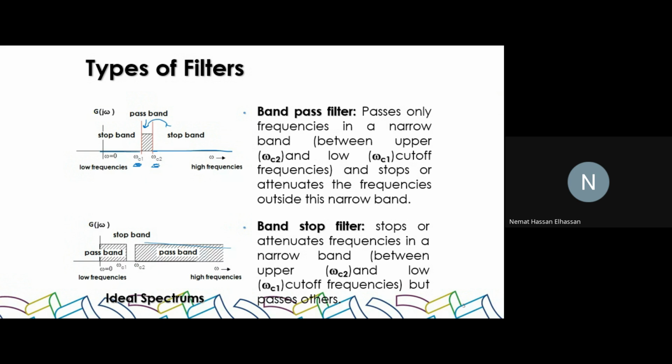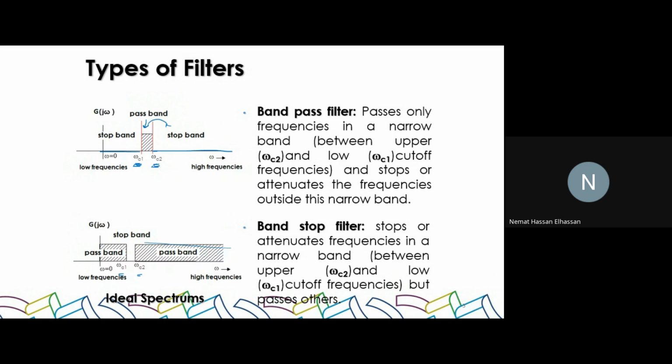The final fourth type of filter is the band stop, and it's the exact opposite of band pass. Instead of saying that I want a specific band to pass, I want a specific band to be eliminated. So I want between omega C1 and omega C2 exactly to be blocked. Everything else passed, except for this particular range.